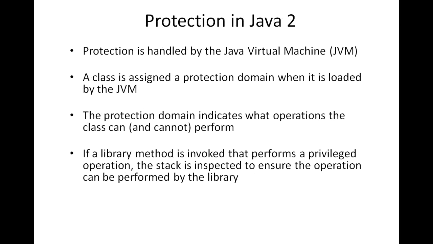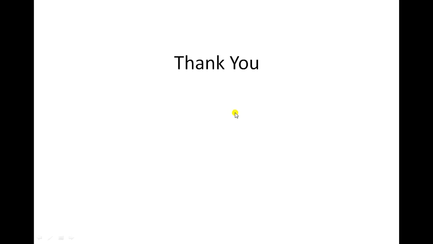Now let us see how protection can be achieved in Java version 2. Protection is basically handled by Java through the Java Virtual Machine, that is JVM. A class is assigned a protection domain when it is loaded by the Java Virtual Machine. The protection domain indicates what operations the class can perform. If a library method is invoked that performs a privileged operation, the stack is inspected to ensure the operation can be performed by the library. So that is how we can implement the access rights.